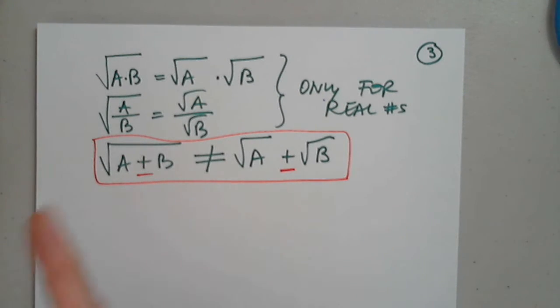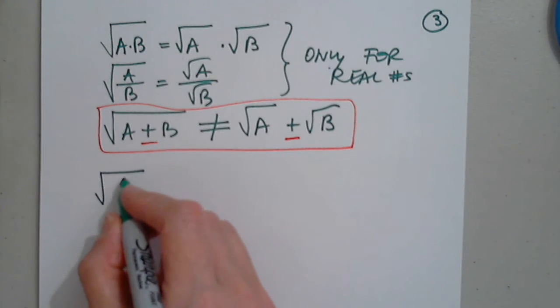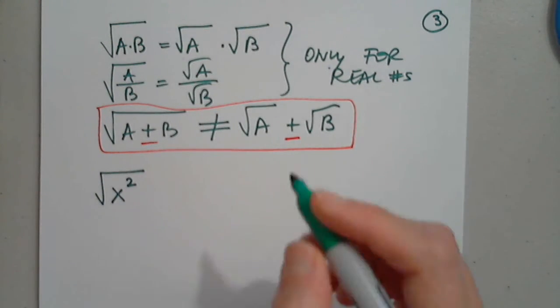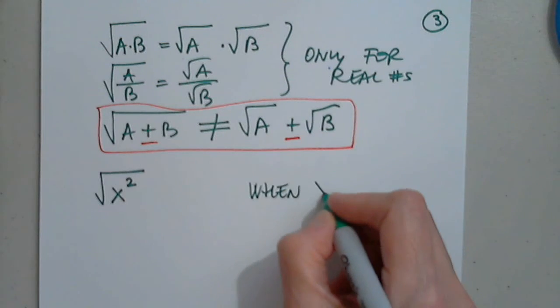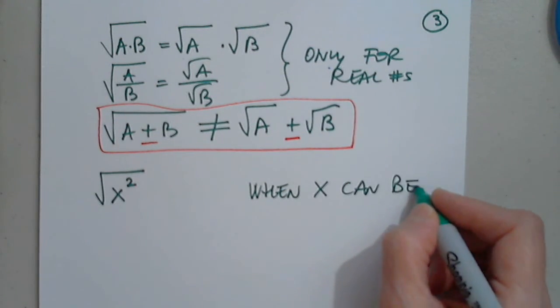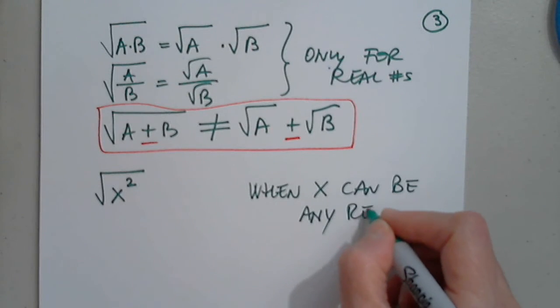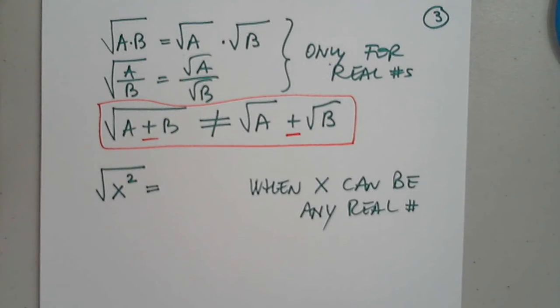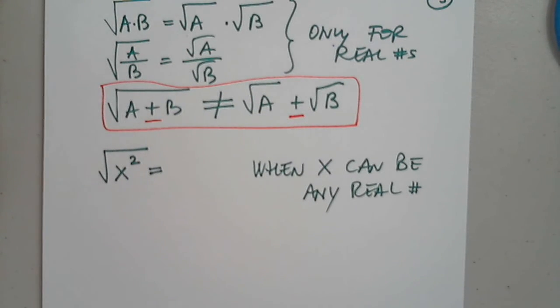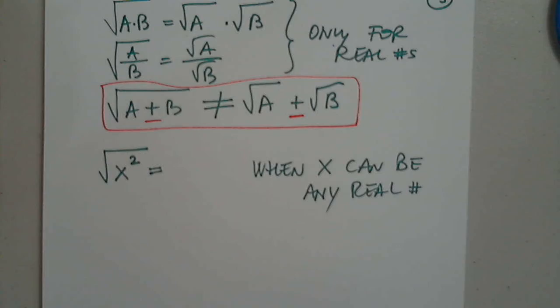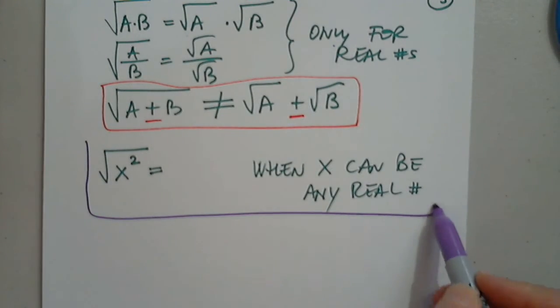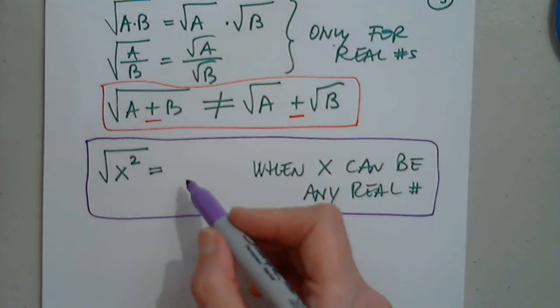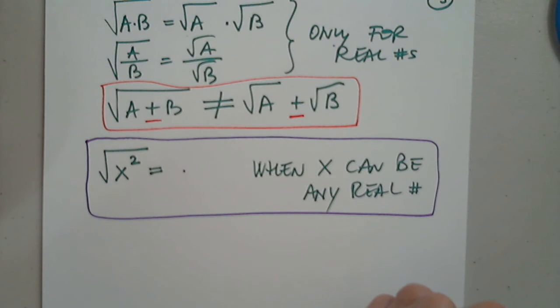Okay, based on this, now I want to go back to the square root of x squared, when x can be any real number. Can anyone remember the answer? Don't jump to conclusions, be careful. So what is the answer in this case? Super important to remember. Anyone?